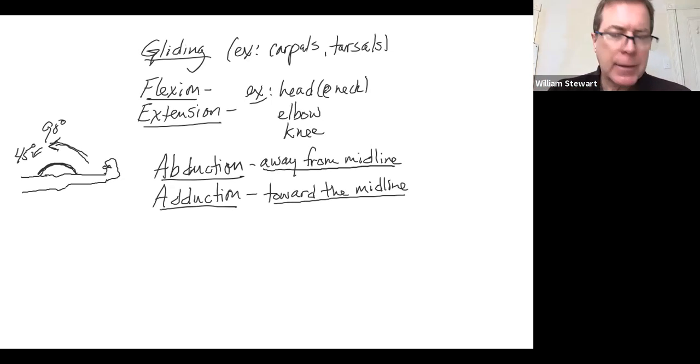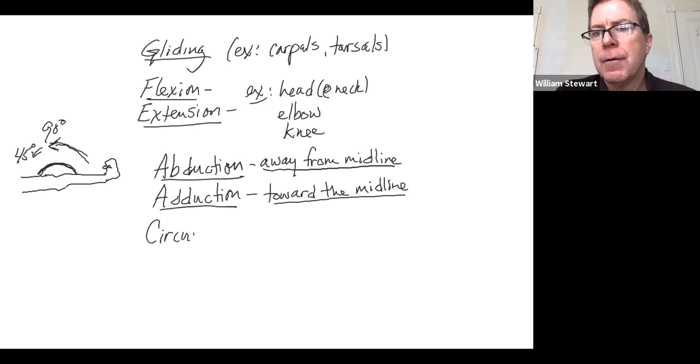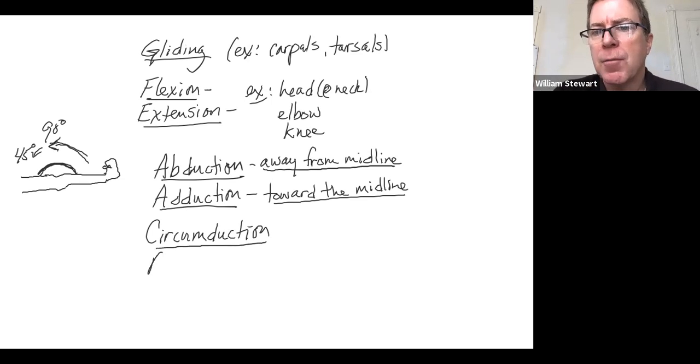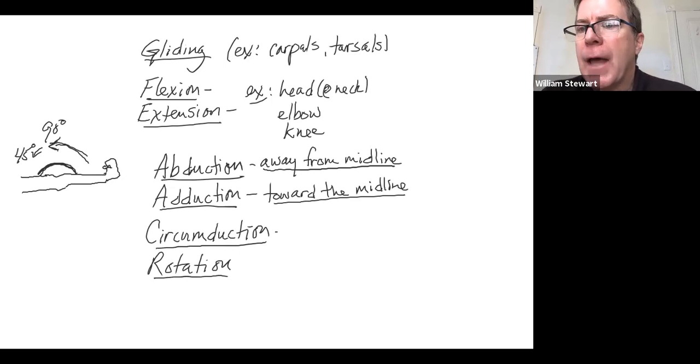Abduction and adduction. Circumduction is sort of a special movement on its own. Circumduction refers to, I'm going to do it with rotation because they're different movements. They're similar but different. When we circumduct, this occurs at ball and socket joints, like the shoulder and hips.